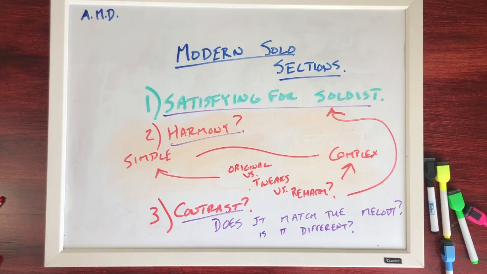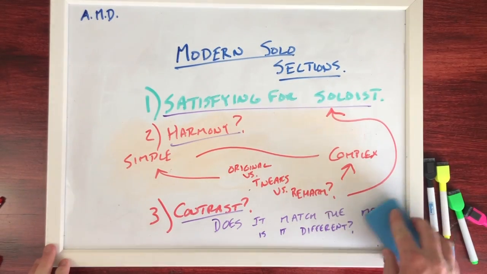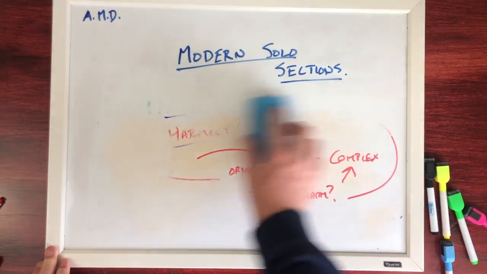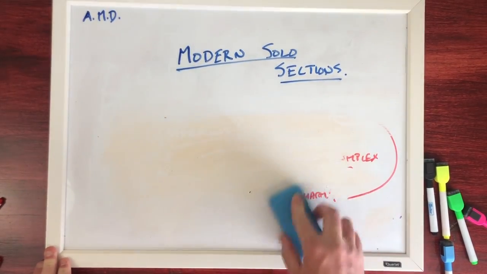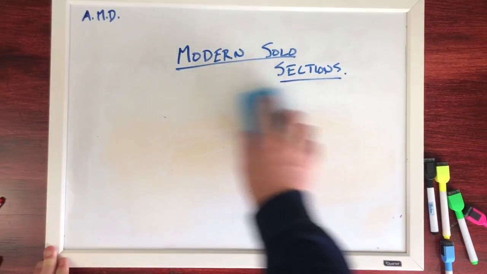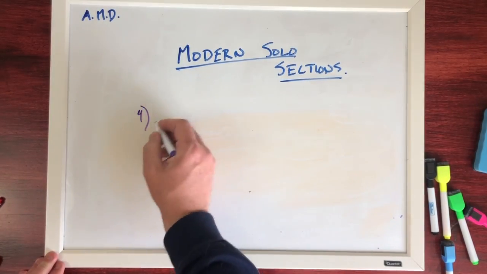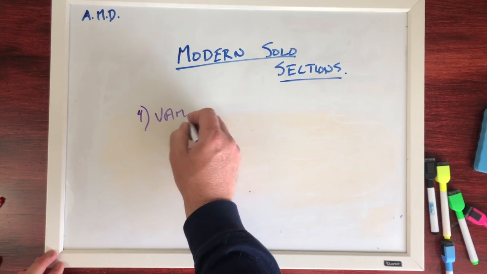Again, I think if you guide yourself using these three ideas first, number one, is it satisfying for the soloist? Number two, what are we doing harmonically? And then number three, are we providing contrast from something? And what is it we're providing contrast from? I think you'll be in a good place to begin crafting what the solo section might look like.